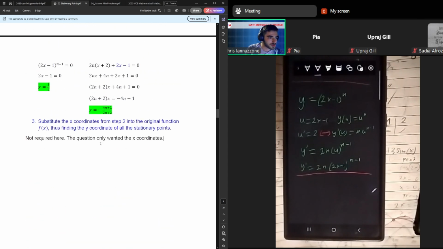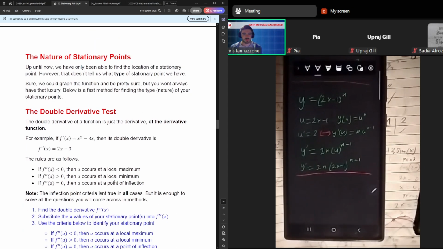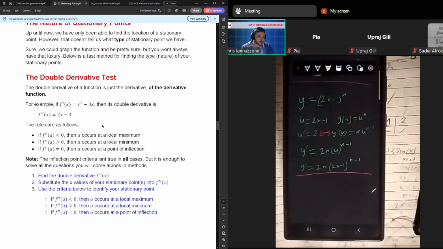Cool, so that's all about finding stationary points. Up until this point, we've been able to find stationary points, but one of the issues we have there is it doesn't actually tell us what type of stationary point we have. We don't know if it's a minimum, we don't know if it's a maximum, or if it's an inflection point. That's where, okay, there's a couple ways you could do this. My recommended way is the so-called double derivative test. It doesn't appear in the book.